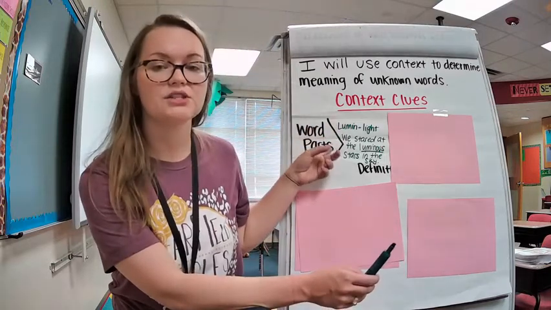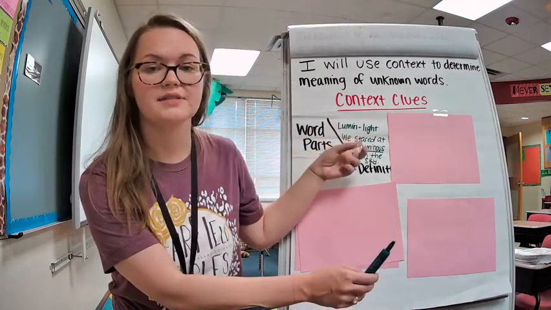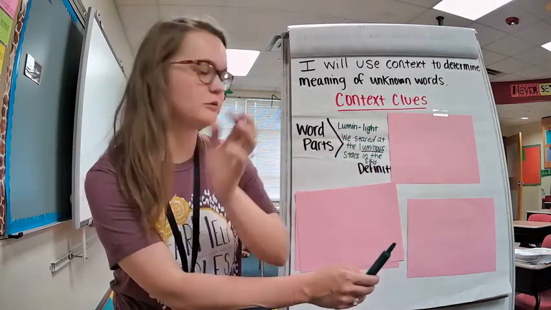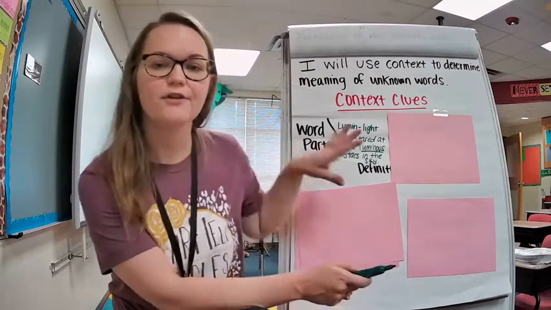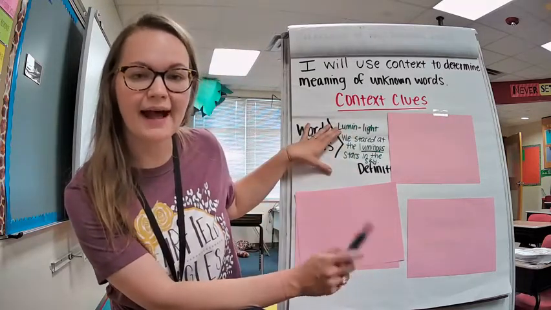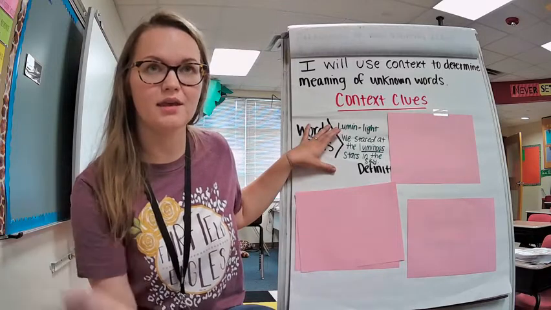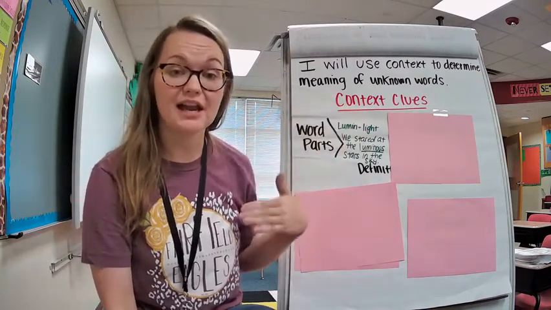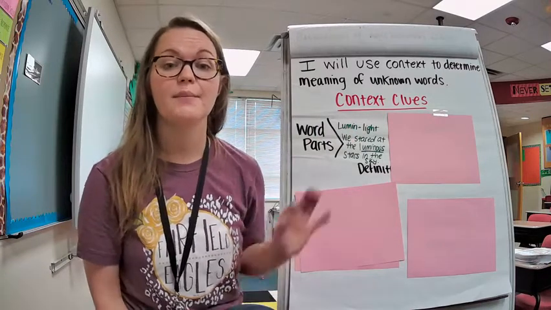So the first type of context clue is a word part. For example, lumen and luminous. Lumen means light. That helps me know what luminous means. If you're having a hard time seeing this in the video, I have attached the original anchor chart that you can pull up and copy down into your journal after you watch the video, but try to take notes as we go.